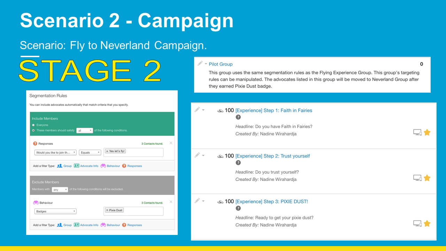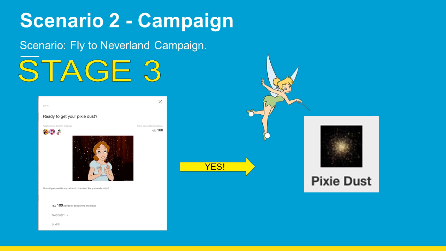And I want them to follow these specific steps in order. So I use challenge unlocking when advocates complete the challenge. For example, if they completed step 1, the step 2 challenge will unlock. And then if they complete step 2, step 3 will unlock. And what happens after step 3 is completed? They will get a pixie dust badge.